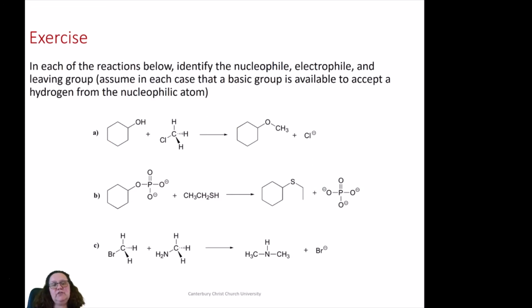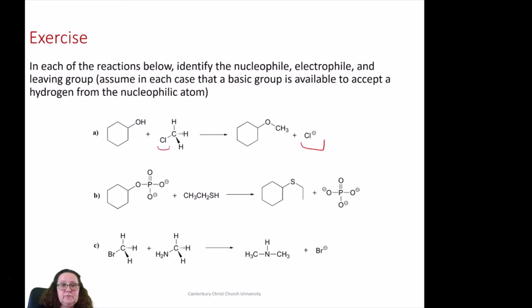Let's have a go at this exercise and see if we can identify the nucleophile, the electrophile, and the leaving group in each of these reactions. And I'm going to do the first one to give you an idea what I'm expecting you to do. So, reaction A. If I look at the structure of the final compound, I can see that I have a chloride ion that is now an independent product, but that was originally part of a structure.